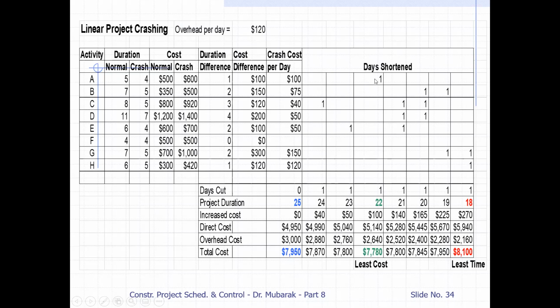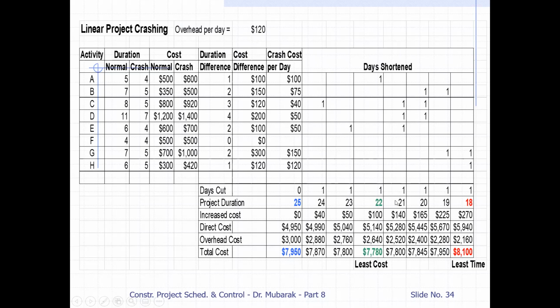Then we draw the diagram again, and in the diagram it will look like the duration has reduced to 22. The increase in direct cost is 100. So 100 plus 5040 is 5140. Then 22 multiplied by 120, so the overhead cost will become 2640. We add up, and this will become this cost. Similarly, we go with the other costs.